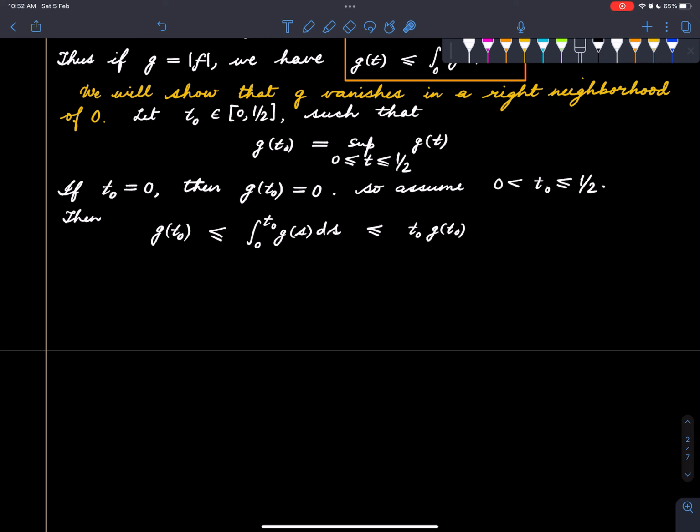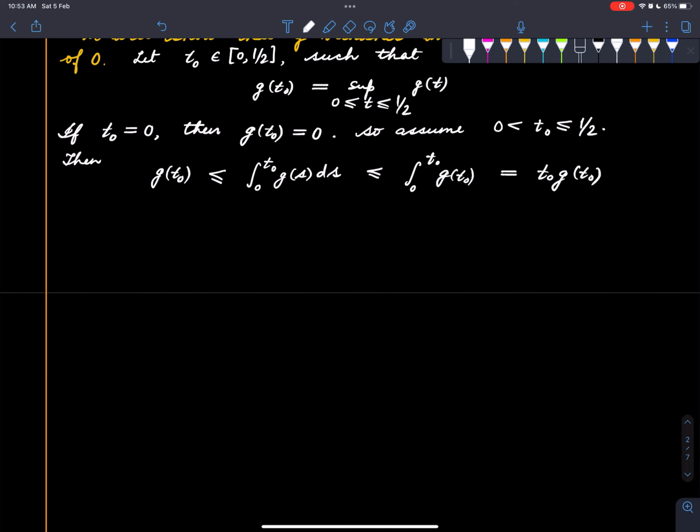All right. So basically what I've done is this. Let me just do one step. So this is at most the integral from 0 to t₀ of g(t₀). That's what I did, actually. Yes, which is equal to t₀ g(t₀). And this is at most half g(t₀), because this guy is at most half.